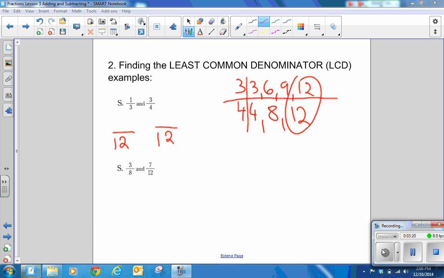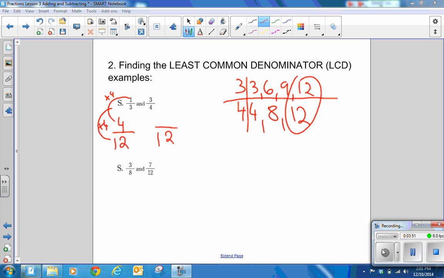Okay. First, I'm going to try and change 1/3 to a fraction with a denominator of 12. So in order to get from 3 to 12, I needed to multiply 3 by 4. So 3 times 4 is 12. Now I need to do the same thing to the numerator, so I'm going to have to do 1 times 4, and that's 4. So 1/3 is the same as 4/12.